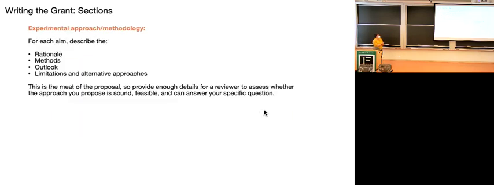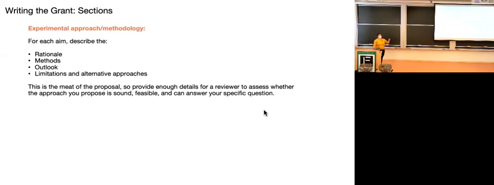Then you're going to get into the experimental approach and the methodology. So for each aim, this is my opinion, so do not take this as the overall rule that you have to do this. I like to describe the rationale, one paragraph that might bring back something I wrote in the intro. Why is this aim specifically important? The methods I'm going to use in that aim.